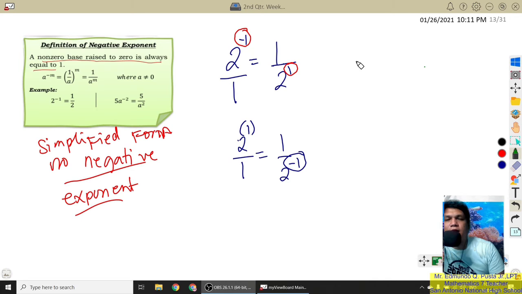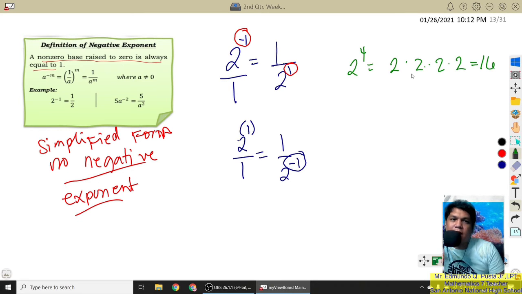So, for instance, we have 2 raised to 4. 2 raised to 4 means you're going to multiply 2 four times to itself. Okay? So, which is 16. Now, we have 2 times 2 times 2 times 2. We're actually multiplying it 4 times to itself. Now, if I'm going to write it this way, yan. Okay? So, since it is multiplied to itself 4 times, the answer will be 2 raised to 4.